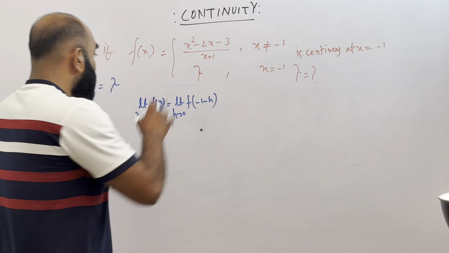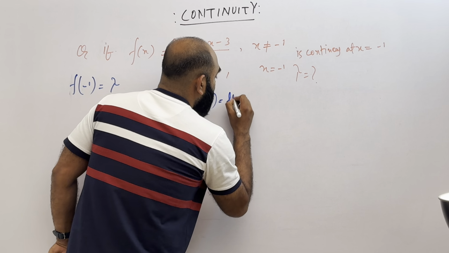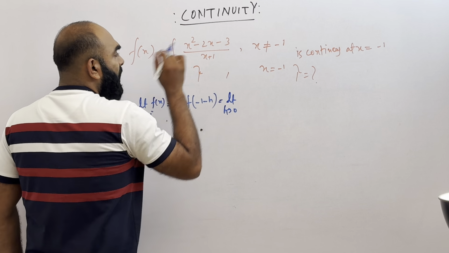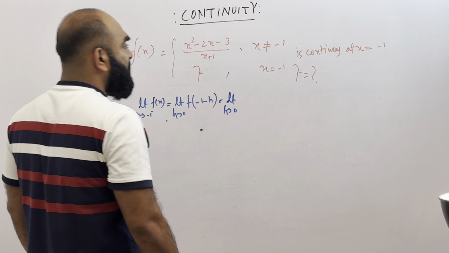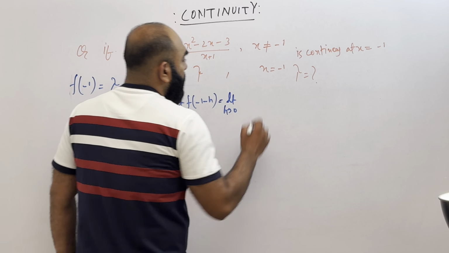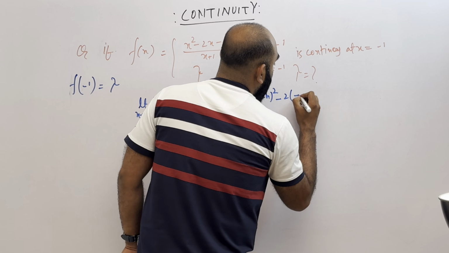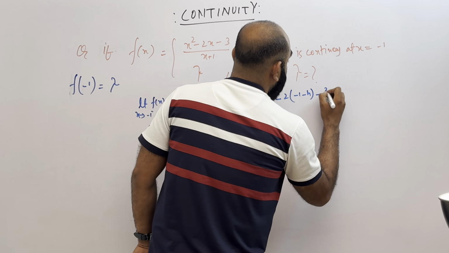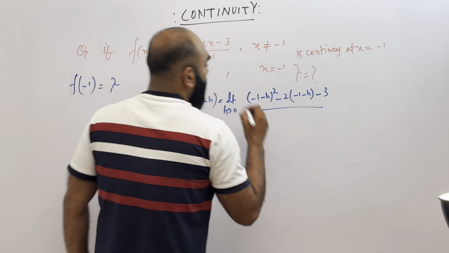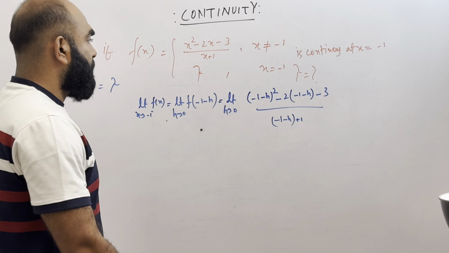Okay, sir. So, limit h tends to 0, in place of x, I have to keep minus 1 minus h. So see here. Sir, minus 1 minus h whole square minus 2 into minus 1 minus h minus 3, divided by minus 1 minus h plus 1. Correct? Okay, sir. Now solve it.